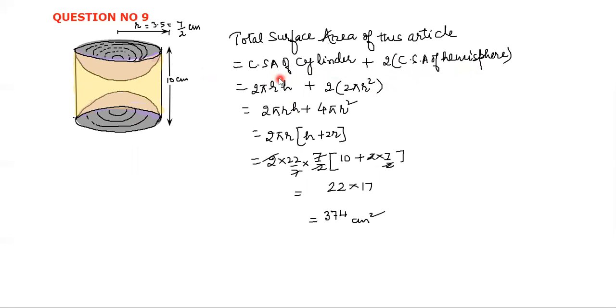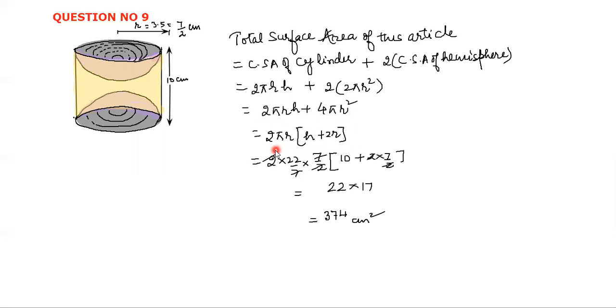Let's write down the formula. The curved surface area of the cylinder is 2 pi r h, and the curved surface area of the hemisphere is 2 pi r square. This 2 and this 2 get multiplied, so it will be 4 pi r square. Now see what you can take common. Always take the common factor first and then start putting the values. It will definitely simplify your calculations. So 2 pi r you will take common, then this is h, then this is 2r.